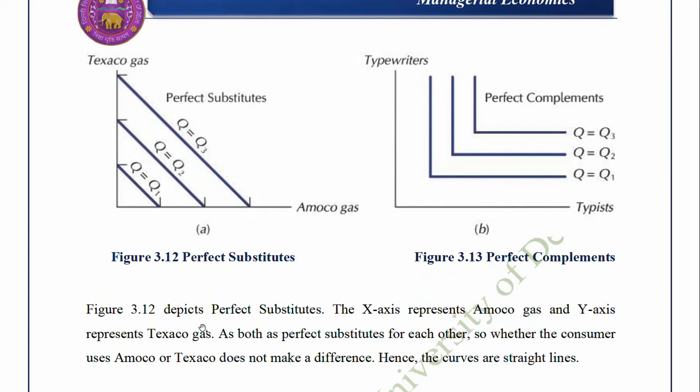The x-axis represents Amaco gas and the y-axis represents Texo gas. As both are perfect substitutes for each other, whether the consumer uses Amaco or Texo does not make a difference. Hence, the curves are straight lines.